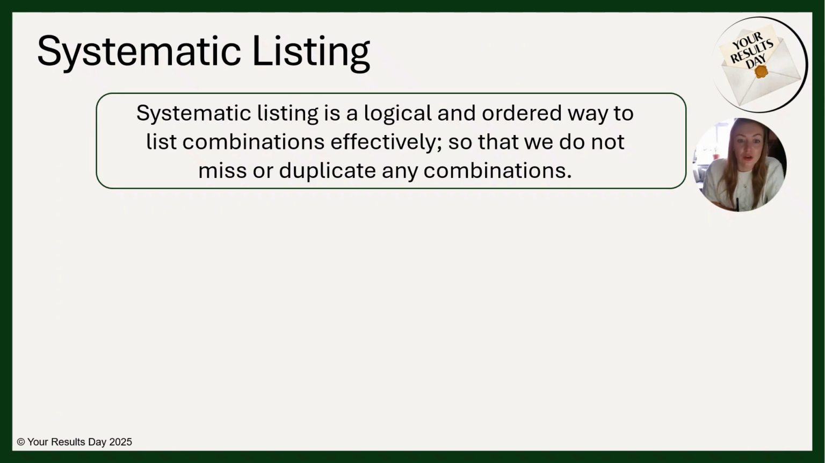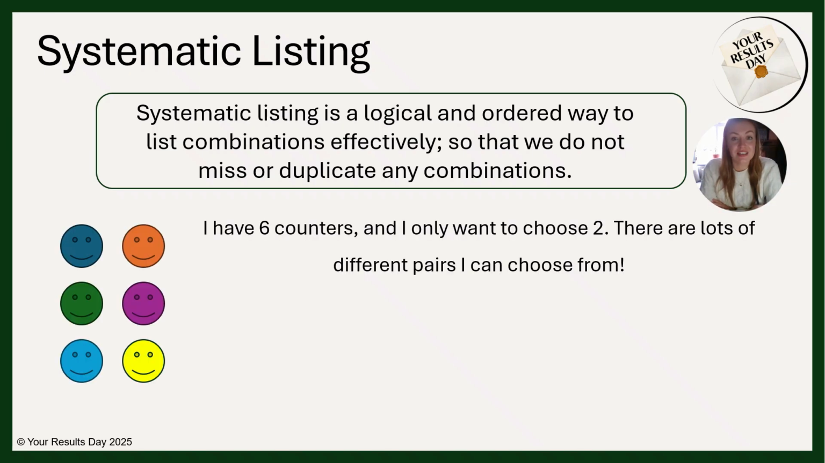Systematic listing is a logical and ordered way to list combinations effectively, so that we do not miss or duplicate any combinations. For example, if I have 6 counters and I only want to choose 2, there are lots of different pairs I can choose from. And I could start listing these pairs randomly. I could say the orange one and the purple one, the yellow one and the green one, the light blue one and the orange one. But after a while, I might lose track of where I'm at because I've picked them in a random order.